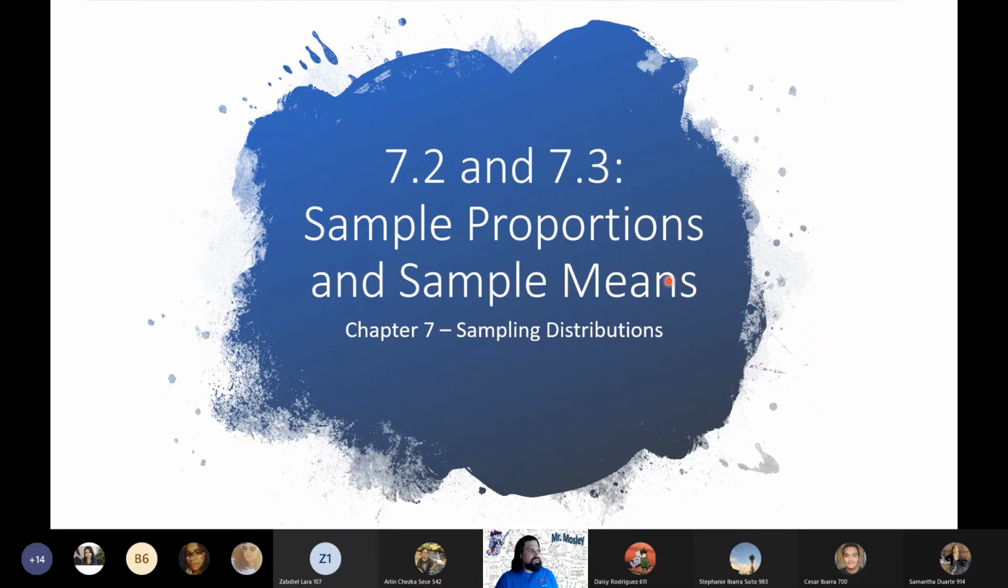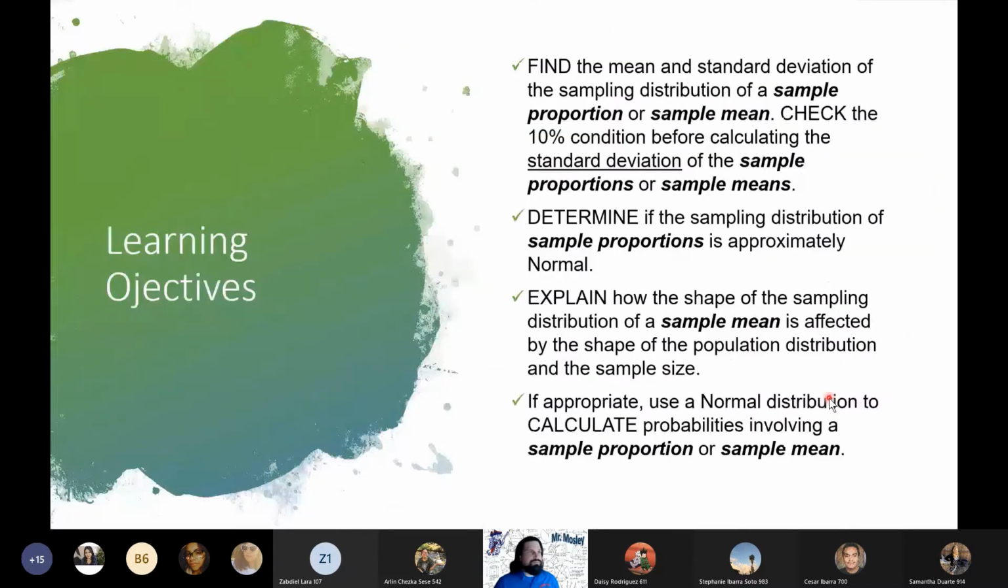So we are on sections 7.2 and 7.3, sample proportions and sample means, in chapter 7, sampling distributions. Our objectives today: we need to find the mean and standard deviation of the sampling distribution of a sample proportion or sample mean. We're going to check the 10% condition before calculating the standard deviation of the sample proportions or sample means. The 10% condition applies to both proportions and means. We need to check for that before calculating standard deviation.